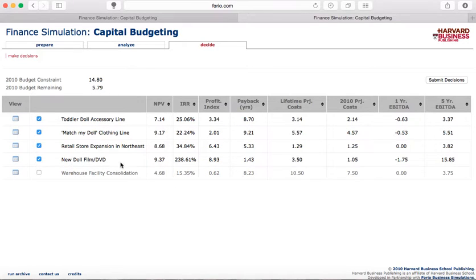The new doll and film DVD is actually a good project that has numbers that fit this example. Payback is quite low, so we're going to see that pretty soon. Profitability is very high, as well as internal rate of return, which means we are going to see that money more than what we want, which is good. Net present value is also high. And as far as project costs, they are also significantly low compared to some of these other projects.